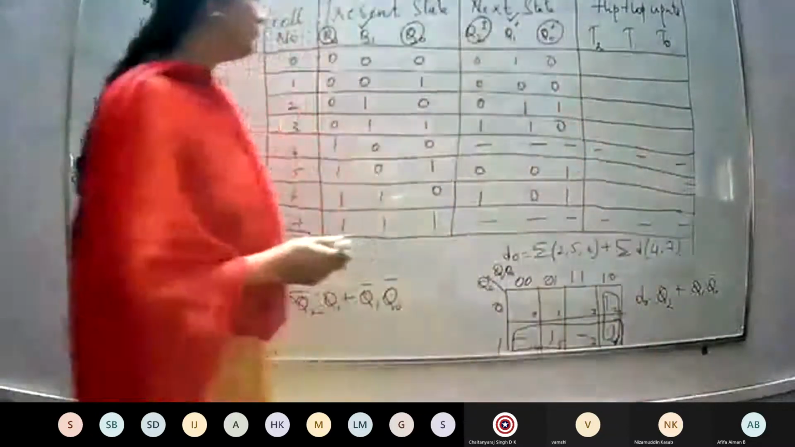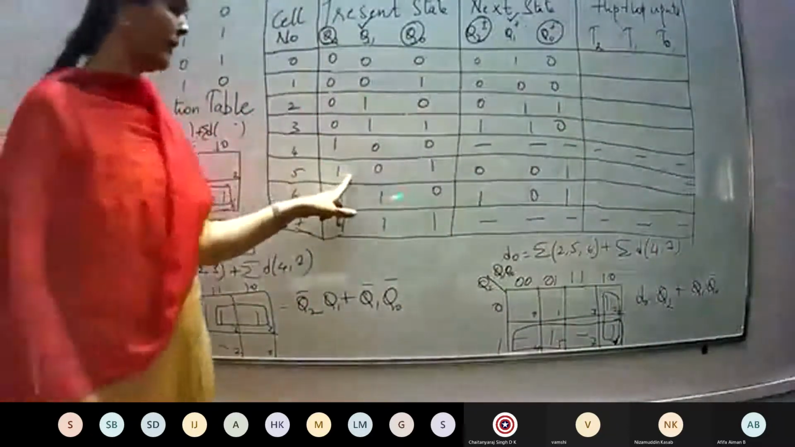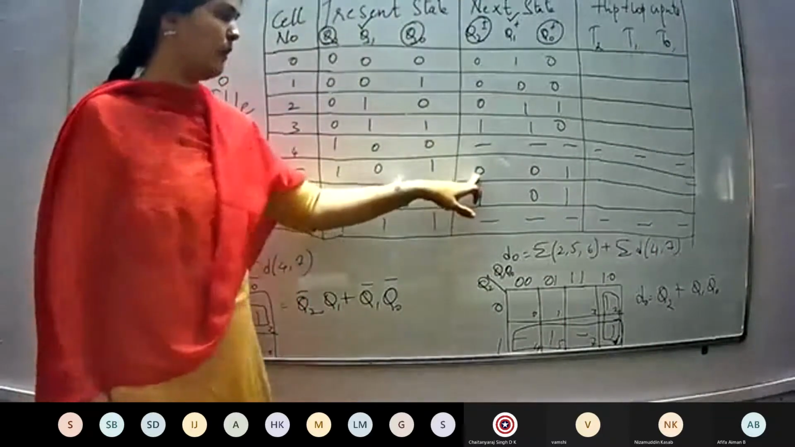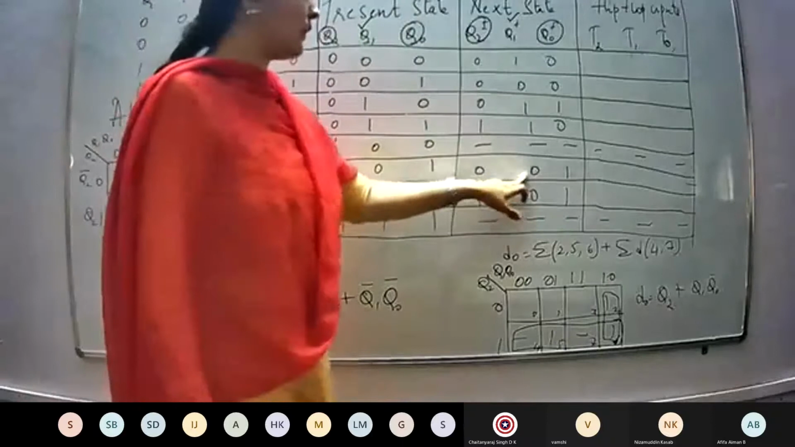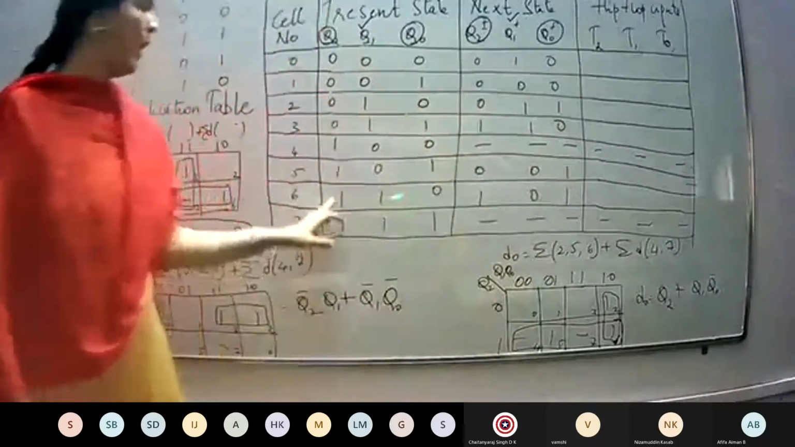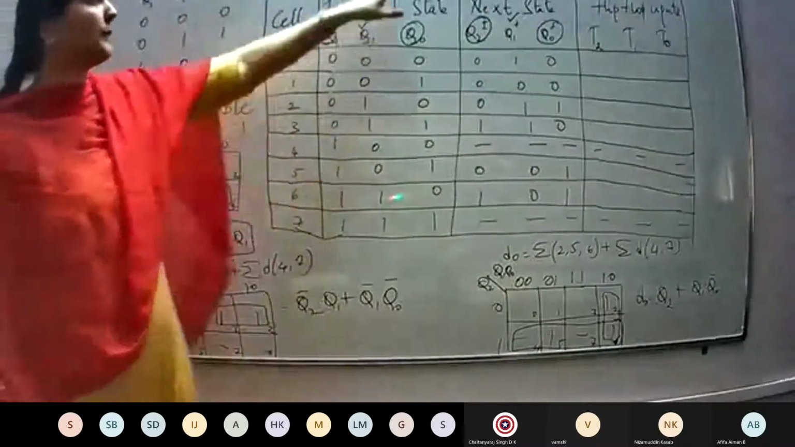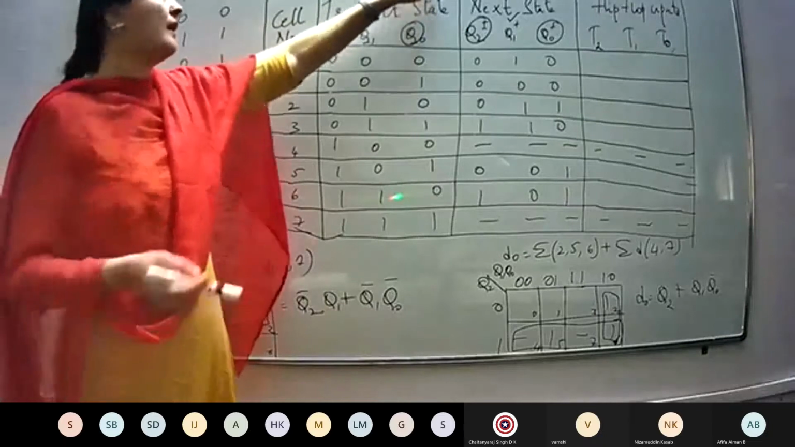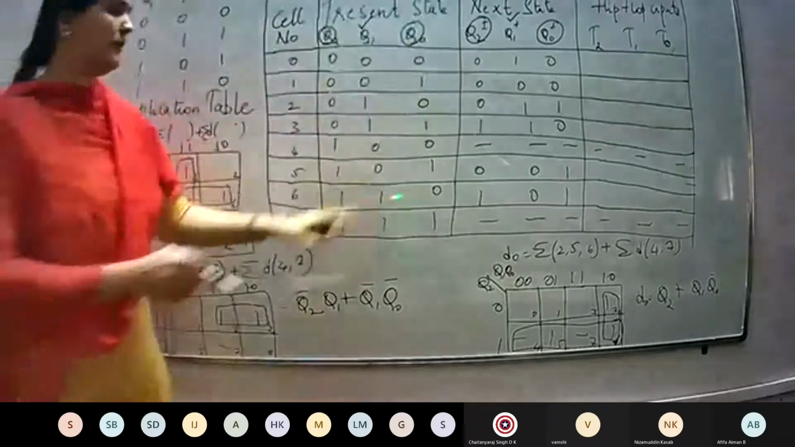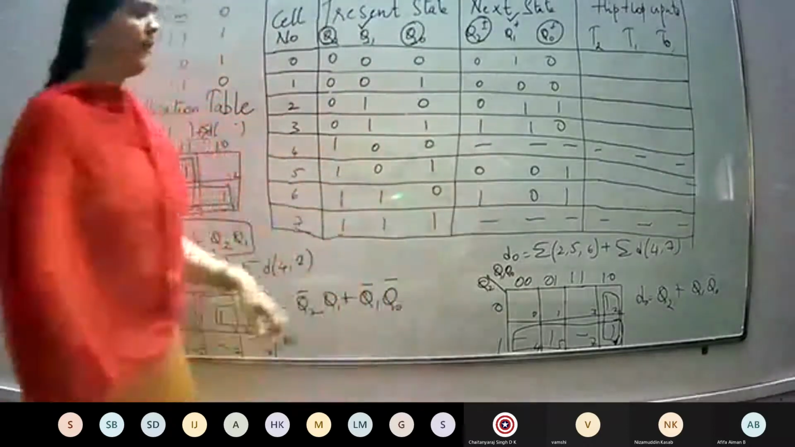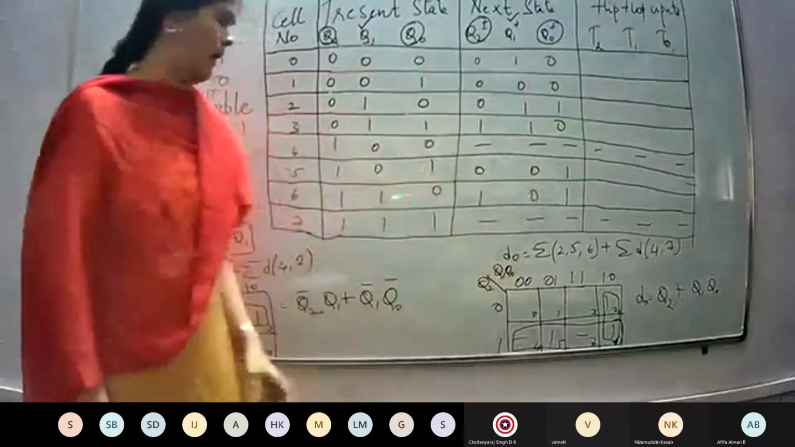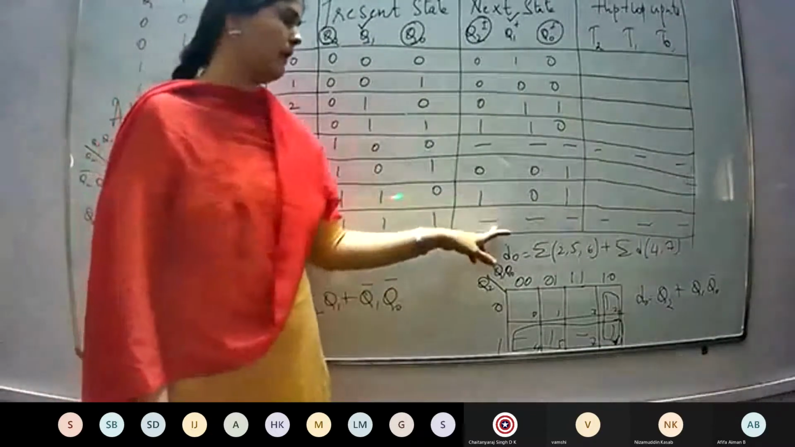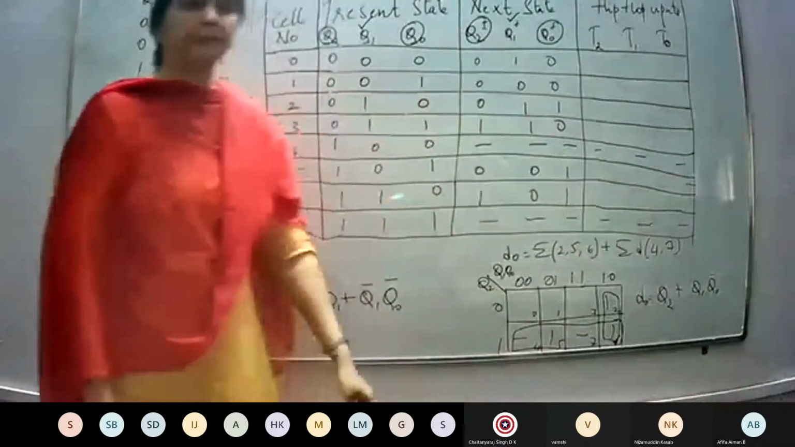After 5, that is 1, 0, 1, what is the next state? It is 1, which is represented as 0, 0, 1. After 6, what should be the next number? If 6 becomes your present state, your next state will be 5, that is 1, 0, 1. Again, 7 we don't have in our sequence, so we'll be putting a dash all over the table.